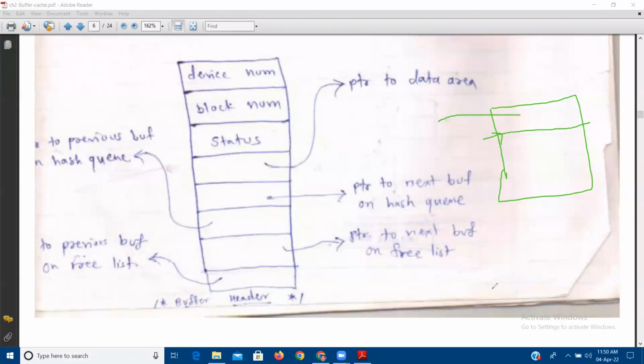So these are the 5 pointers, right? So this is about the buffer header. Frequently asked question: how many pointers are there in the buffer header?